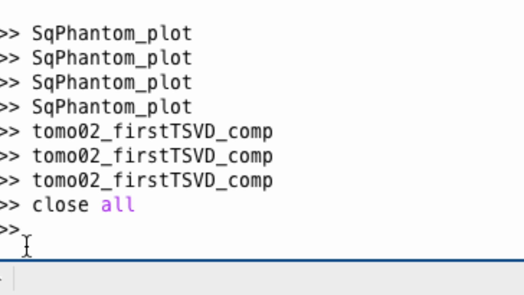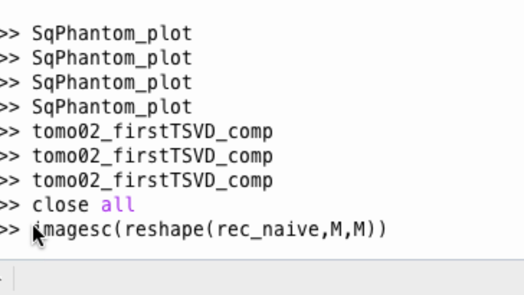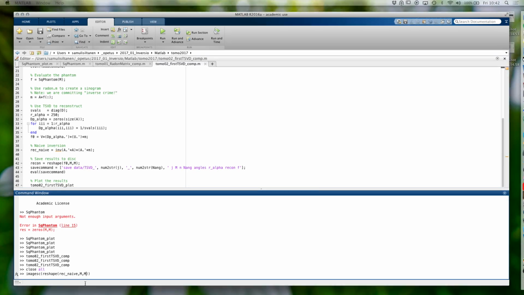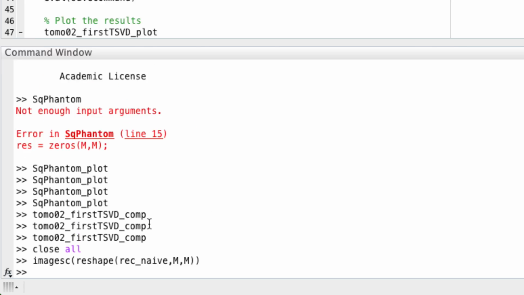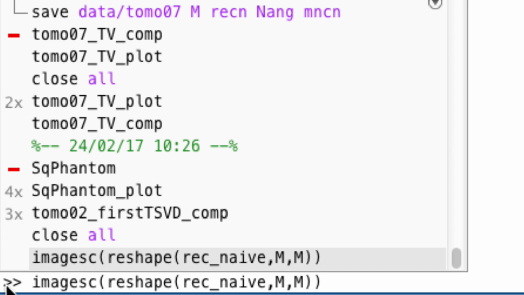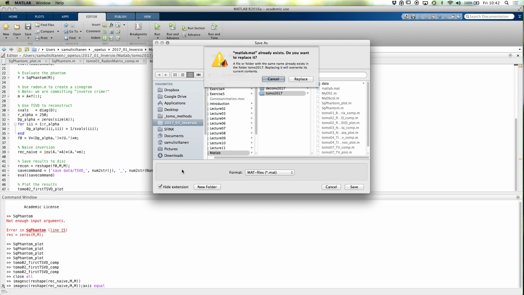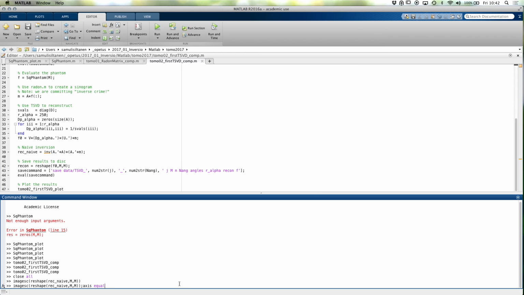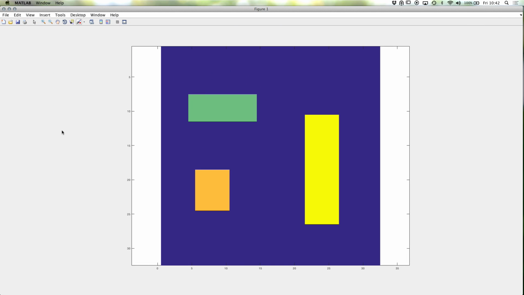Let's close the previous windows and put image scale. I think we need to reshape, and we have this naive reconstruction m by m size. No picture. Why? What happens? Oh, here. And actually, let's not distort. Let's have the axis. No, sorry. So now the square phantom looks square. Okay, we get a perfect reconstruction.